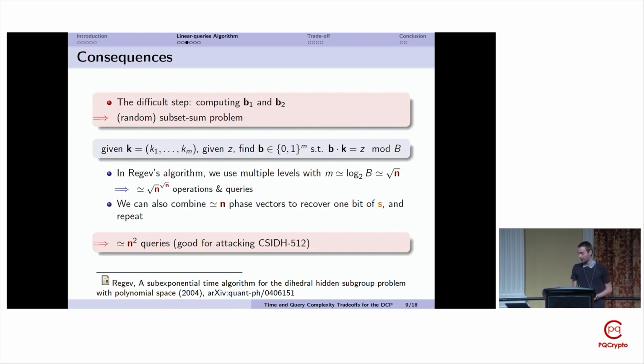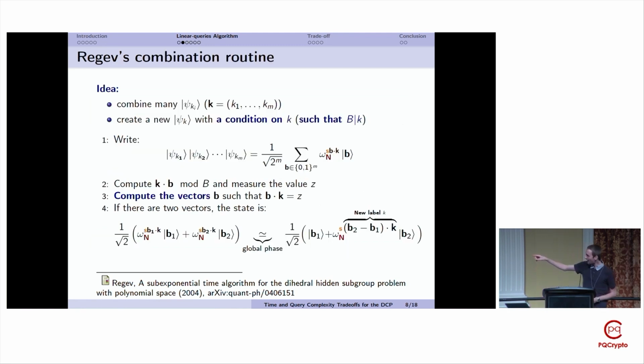The idea is, in general, you can use this in multiple levels. You take a bunch of labels, you create a new good label, for example, a label that will cancel square root of n bits, and then you repeat that on multiple levels. Of course, there is something that is difficult here. It's computing the labels b1 and b2. At this point, you have to compute the two vectors that have the corresponding b·k, and this is a subset sum instance.